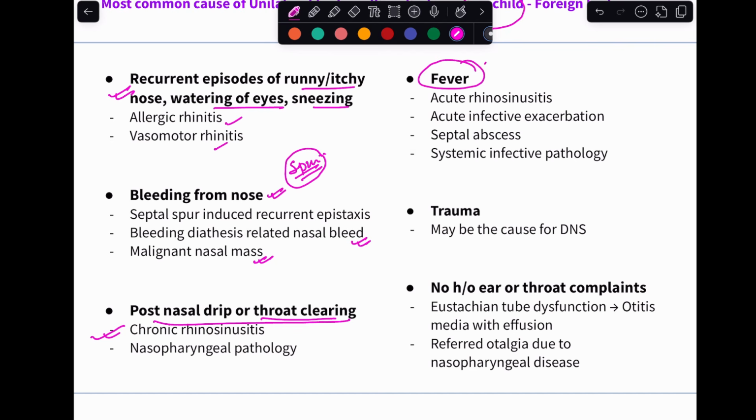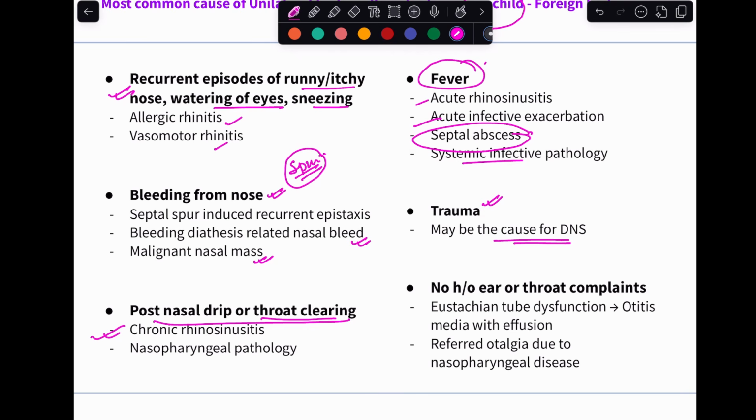There was also no history of fever. In case fever was present, we could have thought of some kind of acute infection, maybe acute rhinosinusitis or any acute infective exacerbation, or a case of septal abscess or any other case of systemic infective pathology. Then we also took a history of trauma. It is important to take the history of trauma because one of the etiologies behind a deviated nasal septum, if you had to understand when this happened, could be a history of trauma previously in their life. That could be the cause for DNS.